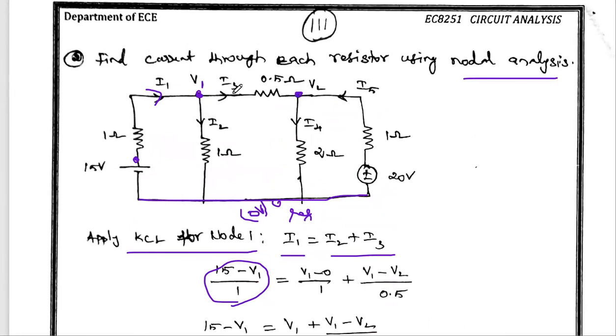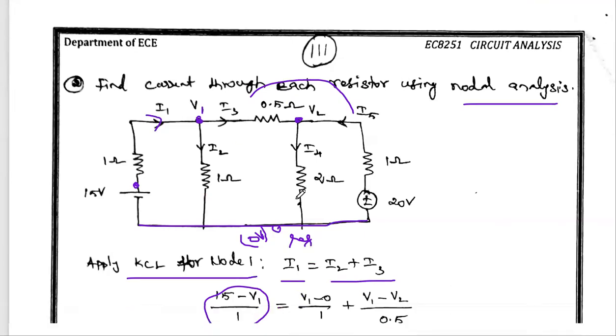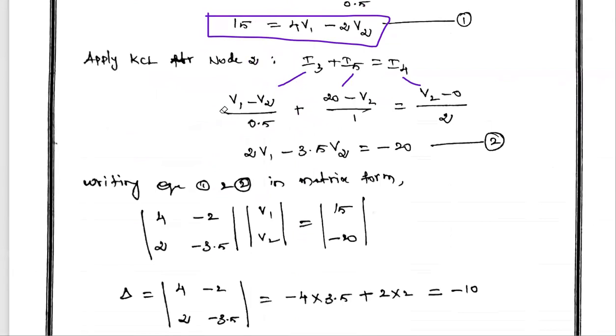For the second node, you see I3 is the incoming current, I4 is the outgoing current, and I5 is also an incoming current. So the addition of these two incoming currents is equal to this outgoing current. So we can write I3 plus I5 equal to I4. Then you substitute the values of I3, I5 and I4. I3 is the current flowing through this 0.5 ohm resistor, so I3 is (V1 minus V2) divided by 0.5.